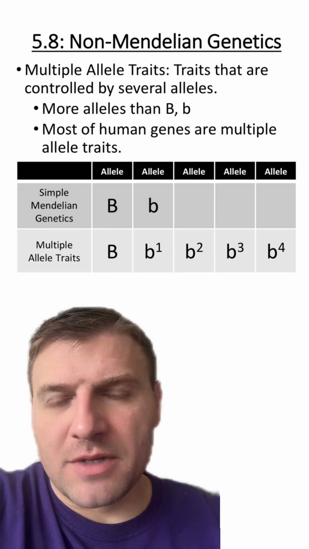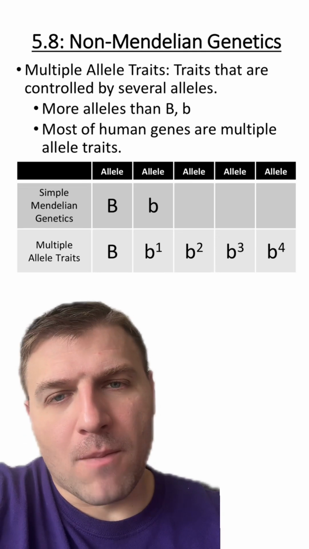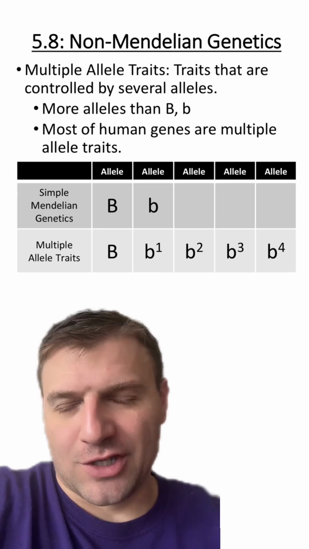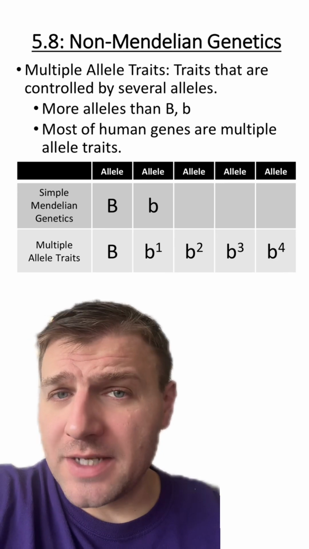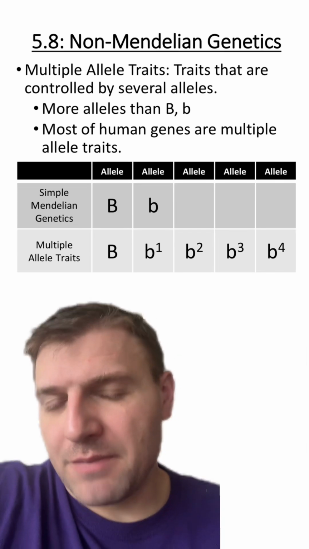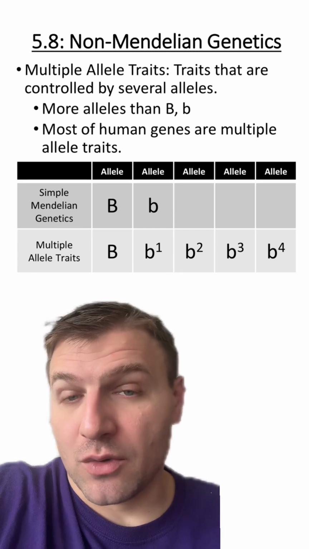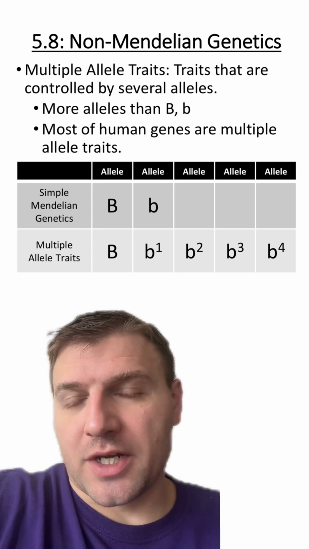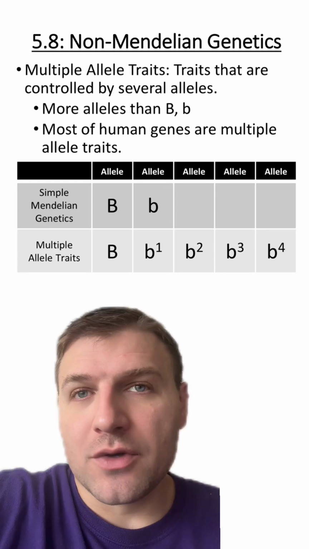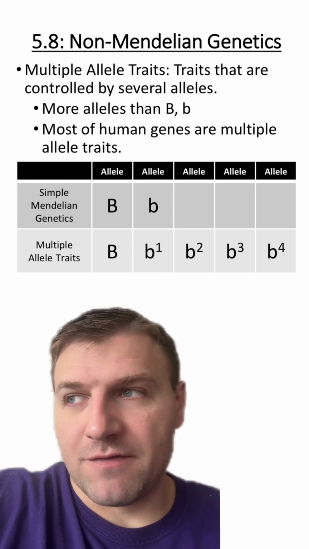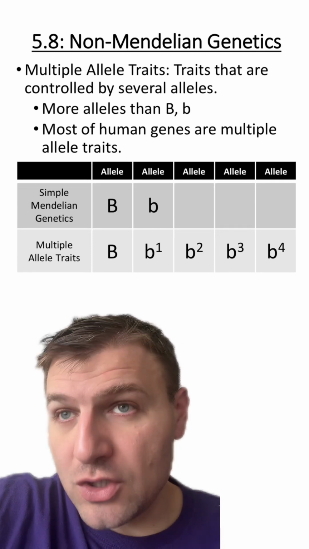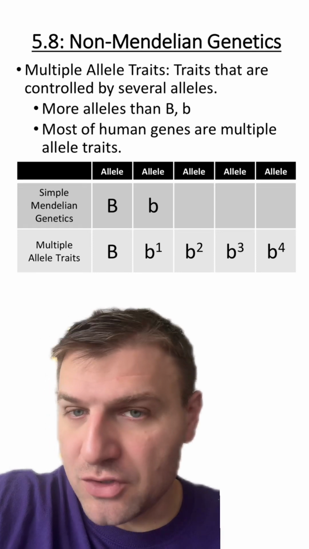Our first type of non-Mendelian genetics that we're going to talk about is something called multiple allele traits. And just like the name implies, this trait is going to be controlled by several different alleles. This is compared with simple Mendelian genetics where there were basically only two alleles, a dominant or recessive version. In multiple allele traits, there are more than two, and how those alleles interact is going to determine the phenotype of the organism. Most human genes are controlled by multiple alleles.